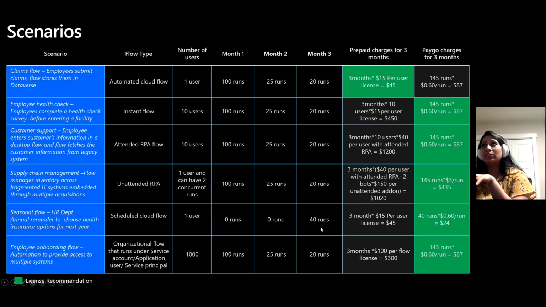And if it is on a prepaid license, you will have to pay for the months that you haven't used as well. So it is 3 months, $15 per user license is $45. But if it is Paygo, you're only paying for the 40 runs you used. So it's $24 and more economical to be on Paygo for this particular example.